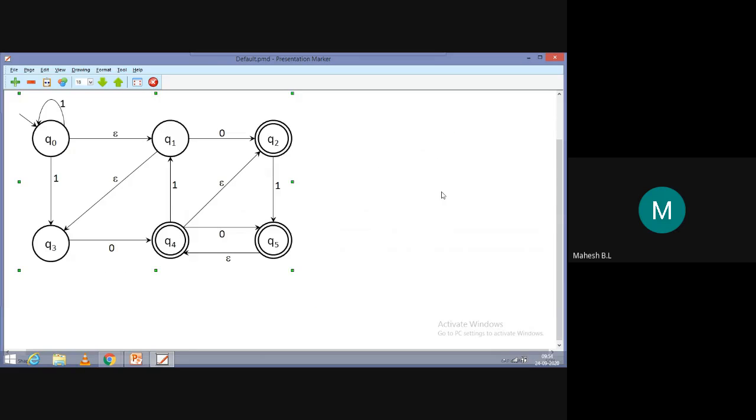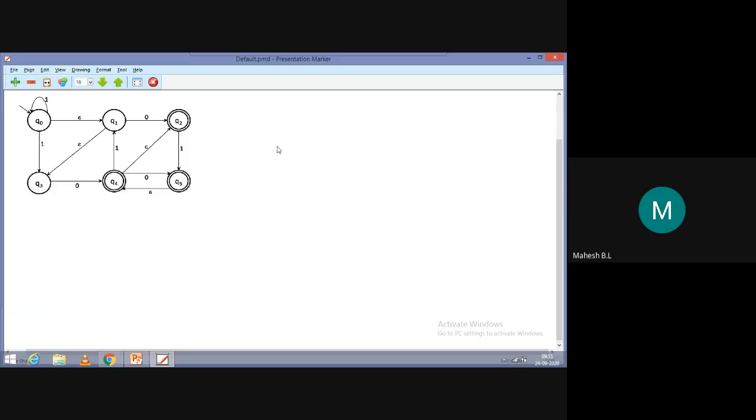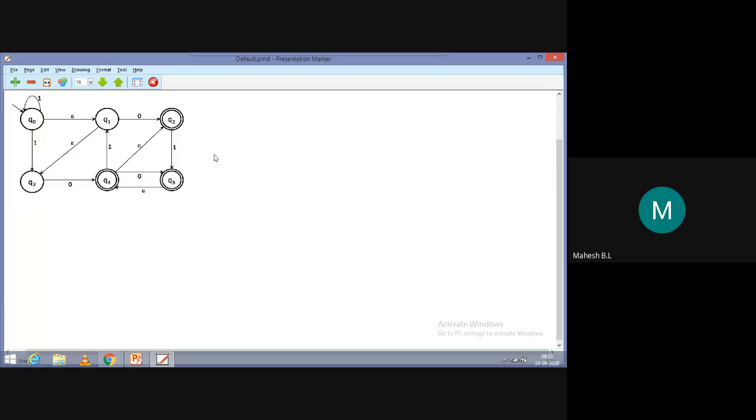Okay, this is the NDFSM. As you can see, there are epsilon transitions. That's why this is an NDFSM. Now I want to convert this NDFSM to a DFSM.